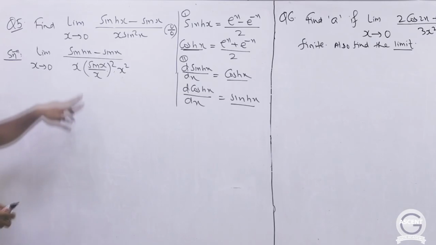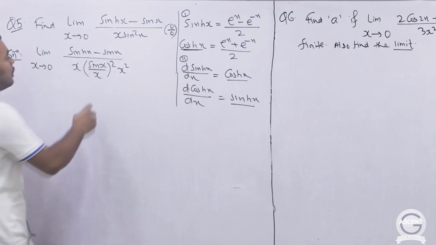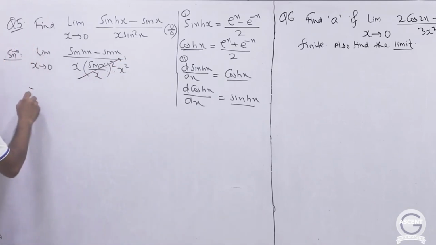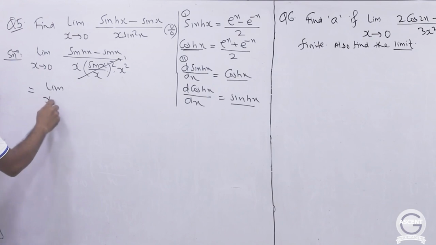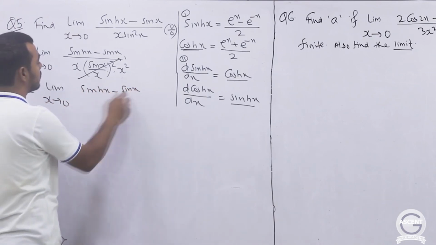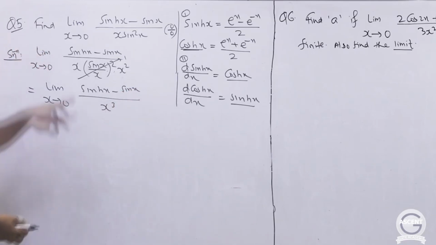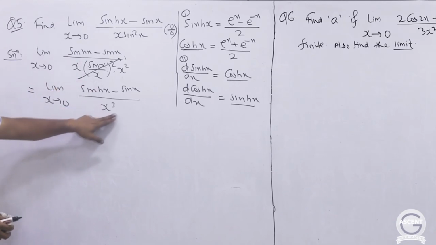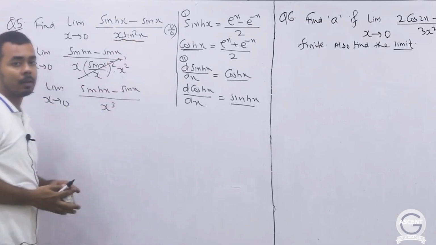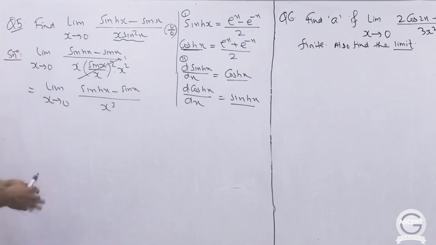Now why am I writing this? Because we know that sin x by x when x is approaching 0 is 1. So this term will become 1, and finally your limit will be the limit x tending to 0 of (hyperbolic sin x minus sin x) by x cube. Now you can see that you have the same problem, but now it is much easier to differentiate the denominator compared to differentiating the earlier function, okay. And you will see how this greatly reduces your calculation.